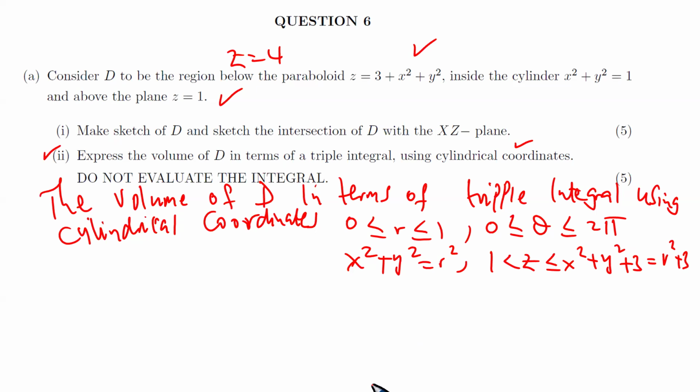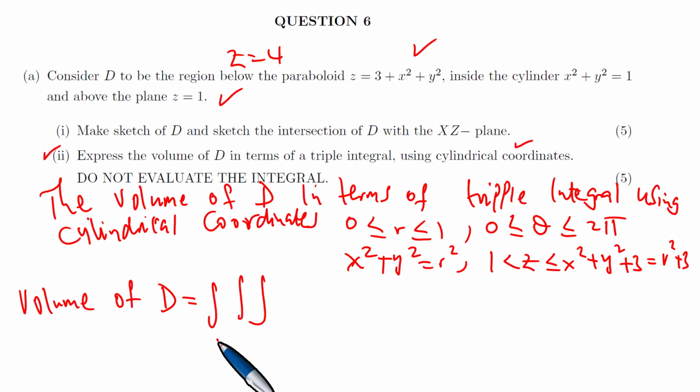Okay? So which means, therefore, now z is bigger than 1 because we're looking at that. We're able to then say the volume of D is equal to the triple integral, 0 to twice pi, 0 to 1. You'll understand this now. I'm just writing these things here, and then we shall elaborate on them. Right, so 0 to 1, and then 1 to r squared plus 3.